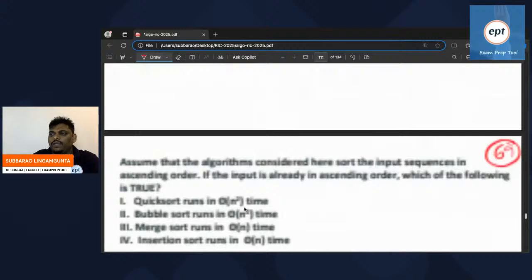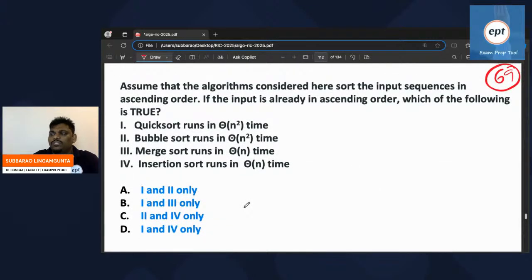Fine. Let's go to the next problem. Question number 69. Assume that the algorithm considered here sorts the input sequence in ascending order. If the input is already in ascending order, which one of the following is true?